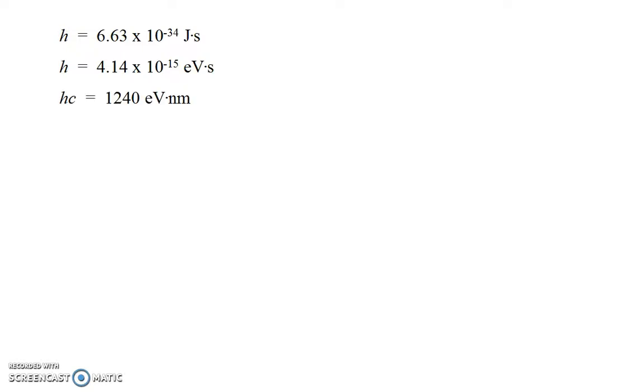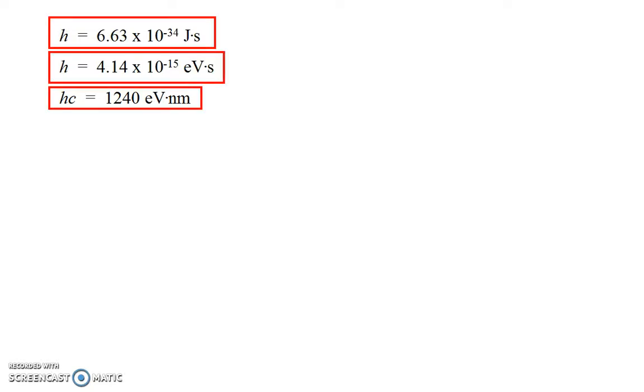You should get 1240 in 3 sig figs electron volt nanometers, which I know are weird units. This doesn't have any real physical meaning to it, but those are the units that are going to make everything work out quite nicely. So I'm going to box all 3 of these in, and if you were handing in packets, you're also going to box all 3 of these in as constants.